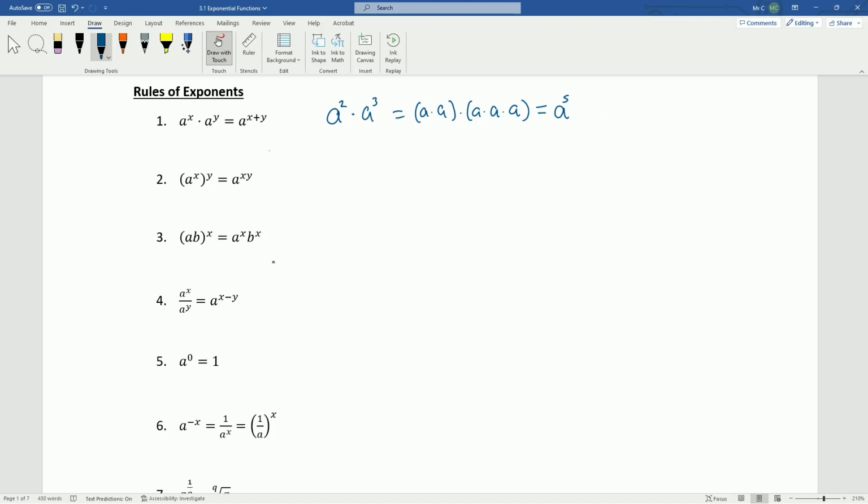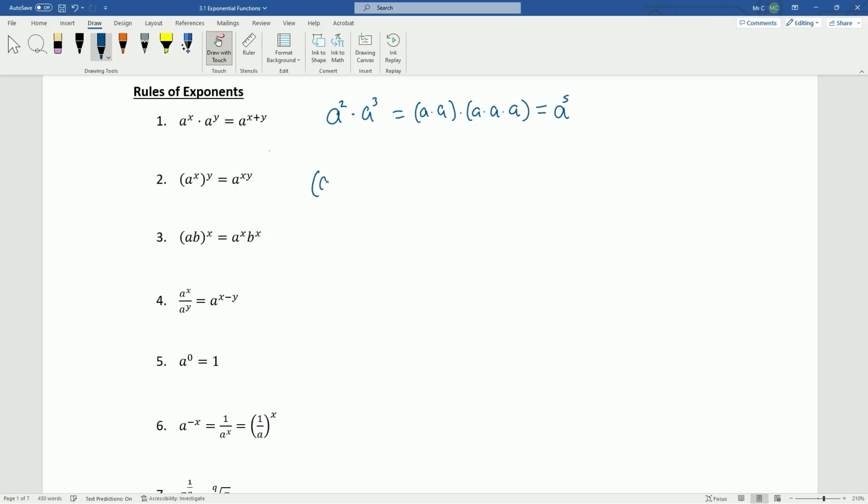So if exponents count the repeated multiplication, then if I am multiplying by that thing more times, I just need to add the number of times that they've been multiplied together. Okay, next, a to the x to the y power equals a to the x times y power.